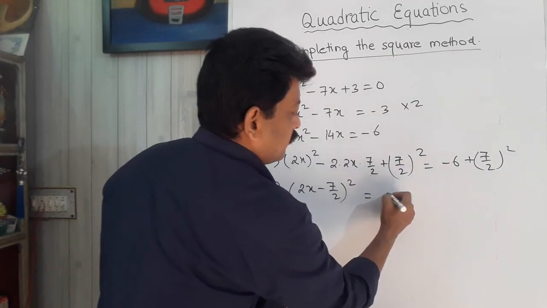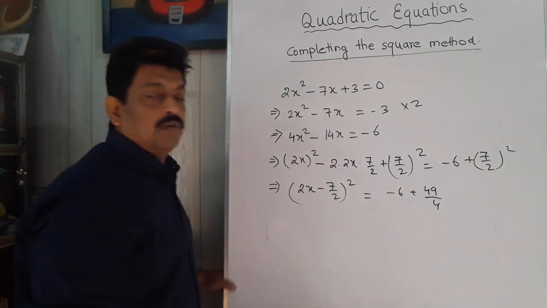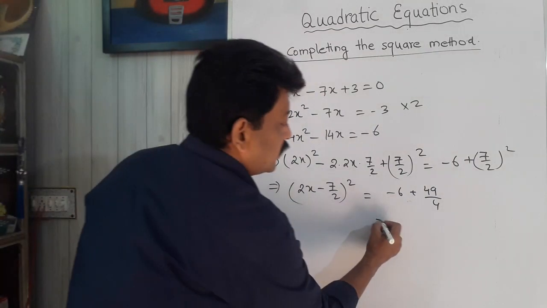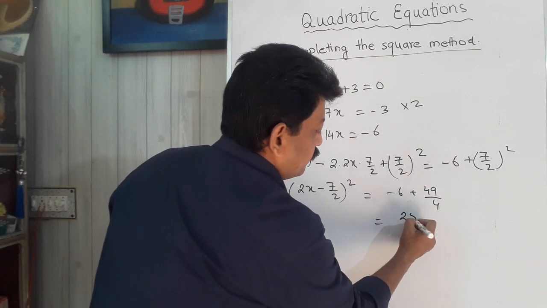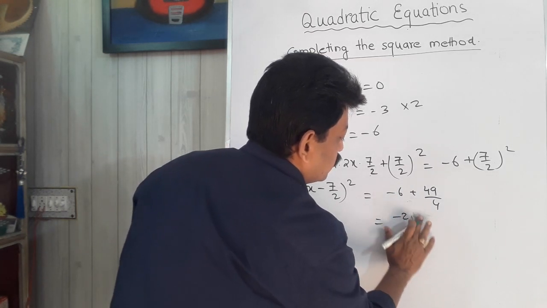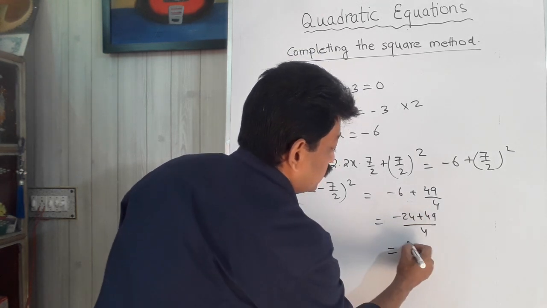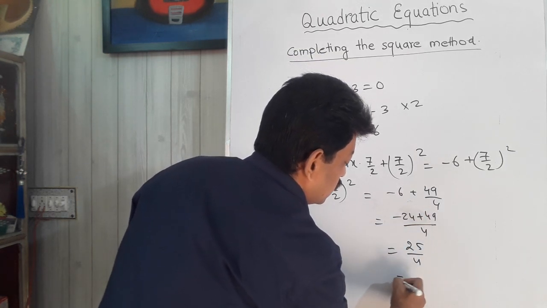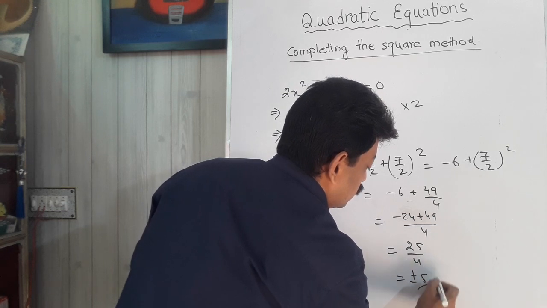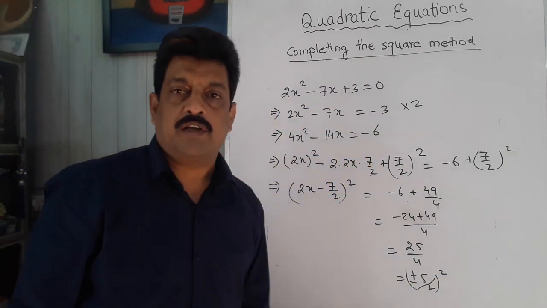So this will be minus 6 and this will be 14 upon 4. So here it will be 25 minus 24 plus 49 upon 4, that is 25 upon 4, that is plus minus 5 upon 2 whole square. Okay, so we are getting whole square from both sides.